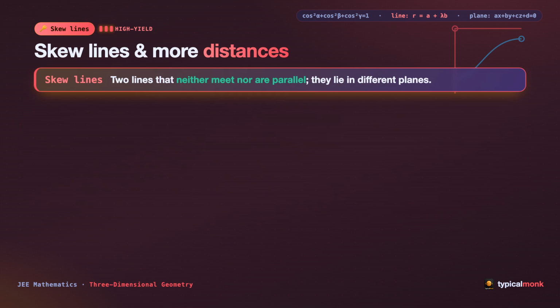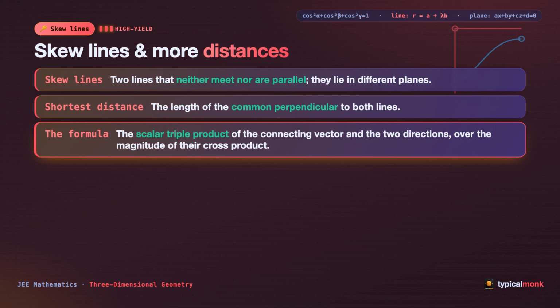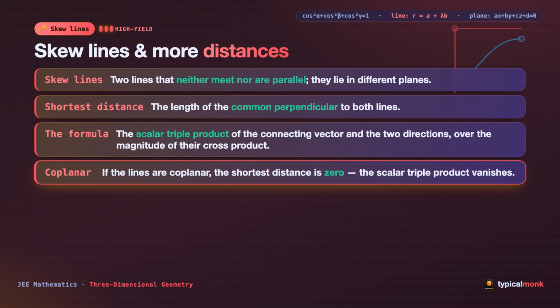Now the most beautiful distance of all. Between skew lines. Skew lines. Two lines that neither meet nor are parallel. They lie in different planes. The shortest distance. It is the length of the common perpendicular to both lines. The formula. The scalar triple product of the connecting vector and the two direction vectors divided by the magnitude of their cross product. Coplanar. If the two lines are coplanar, the shortest distance is 0. The scalar triple product vanishes.